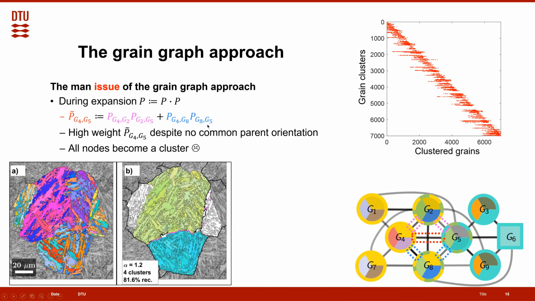So when we run this grain graph with an inflation parameter of 1.2, this is quite a low inflation parameter, which means that we actually build quite large clusters because we are very slow in actually disconnecting different edges between the grains. And if we grow those large clusters, we actually end up with a very poor reconstruction. The clusters are actually shown by those dark black outlines here.